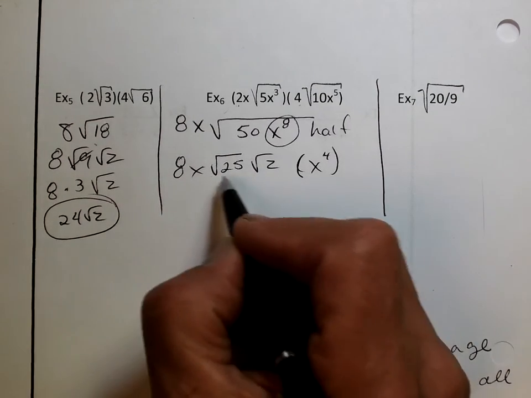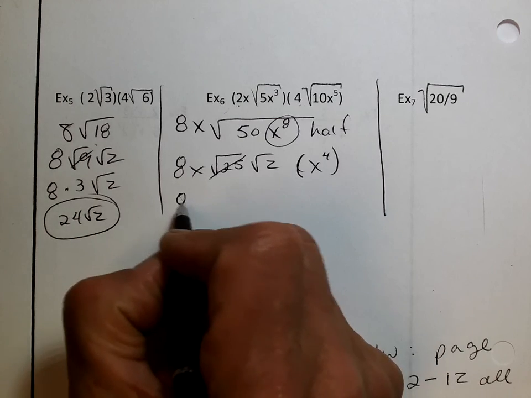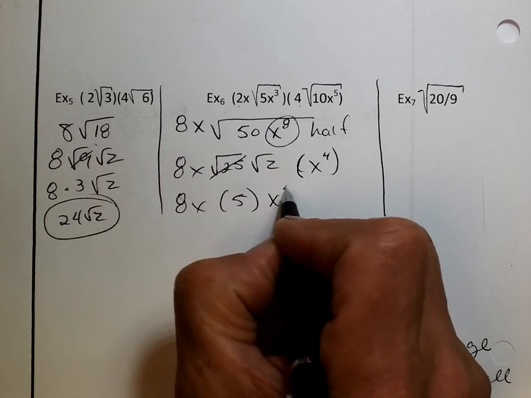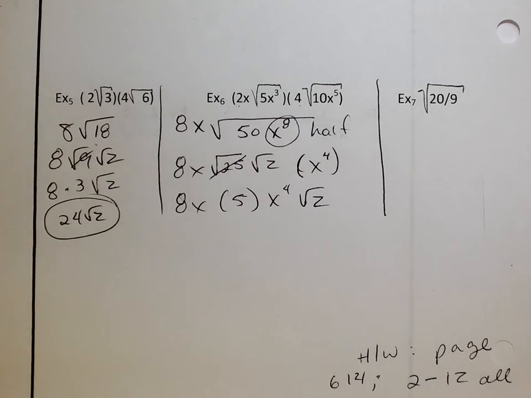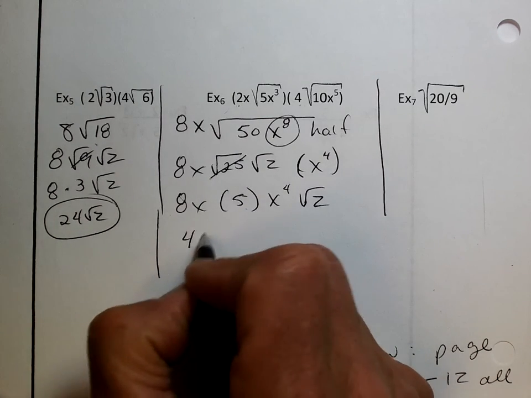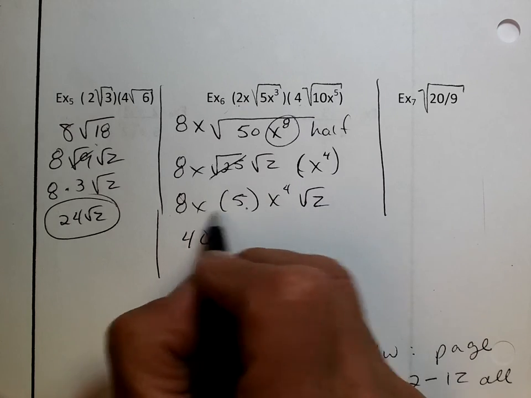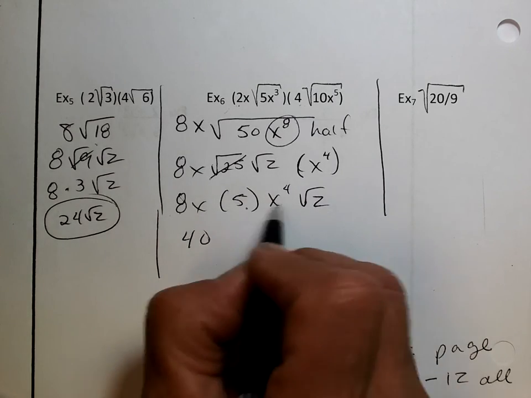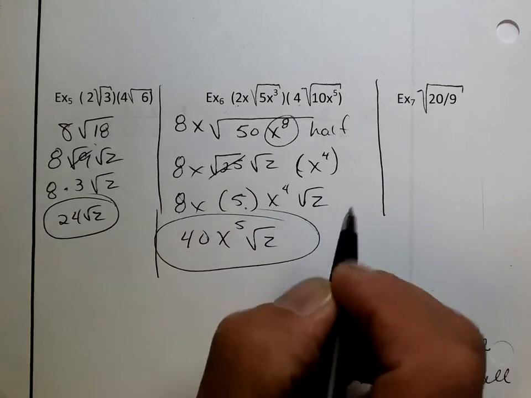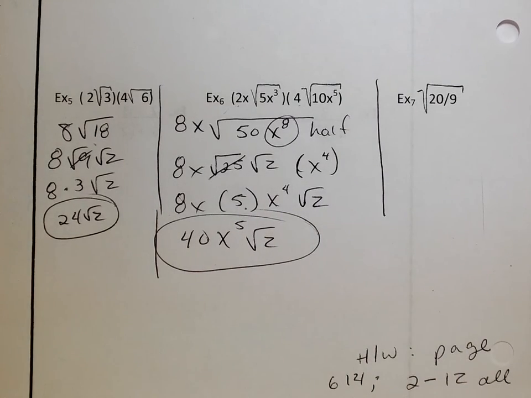Okay, the square root of 25 we know is 5, right? x to the 4th, square root of 2. I'm going to put the square root of 2 at the very end. I like the leftover stuff at the very end, right? Does that make sense? So let's see, I'm going to have a 40, because 8 times 5, x to the 5th, square root of 2. Okay, that was pretty bad and ugly, but we can do it.